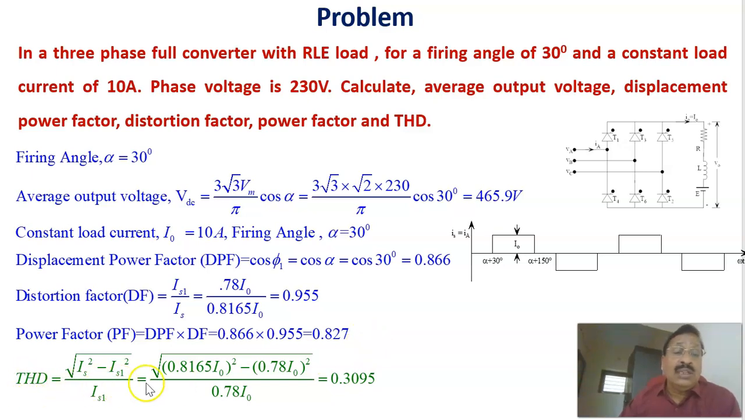The total harmonic distortion is the ratio of the RMS value of the harmonic current to the RMS value of the fundamental. Therefore, the square root of IS squared minus IS1 squared, divided by IS1. It is the square root of (0.8165 I0) squared minus (0.78 I0) squared, divided by 0.78 I0. Then we get 0.3095, or 30.95%. That is the total harmonic distortion.